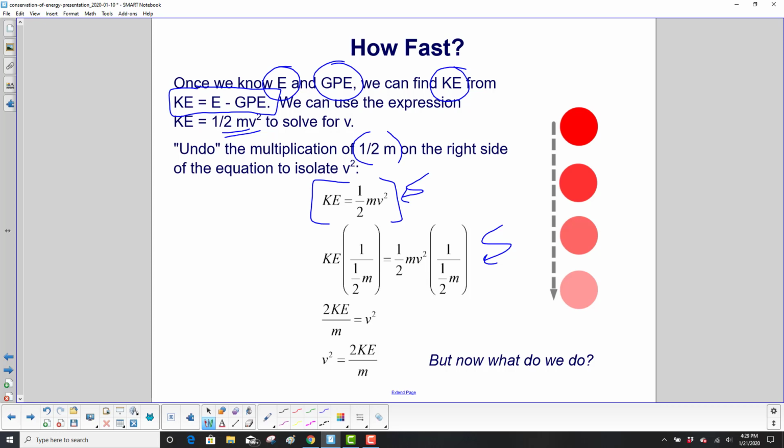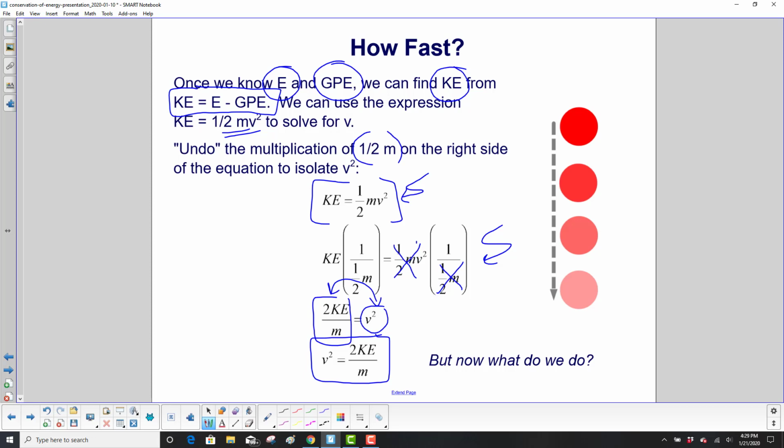So what do we get there? Let's look at the right side. This 1/2 m will cross out this 1/2 m, leaving us with v squared times 1, which is v squared. On the other side, we have kinetic energy divided by 1/2 m. So we keep m in the denominator and 2 pops up to the numerator. So we get 2KE over m. We then move the left side to the right, and we have v squared is equal to 2 times the kinetic energy divided by m.